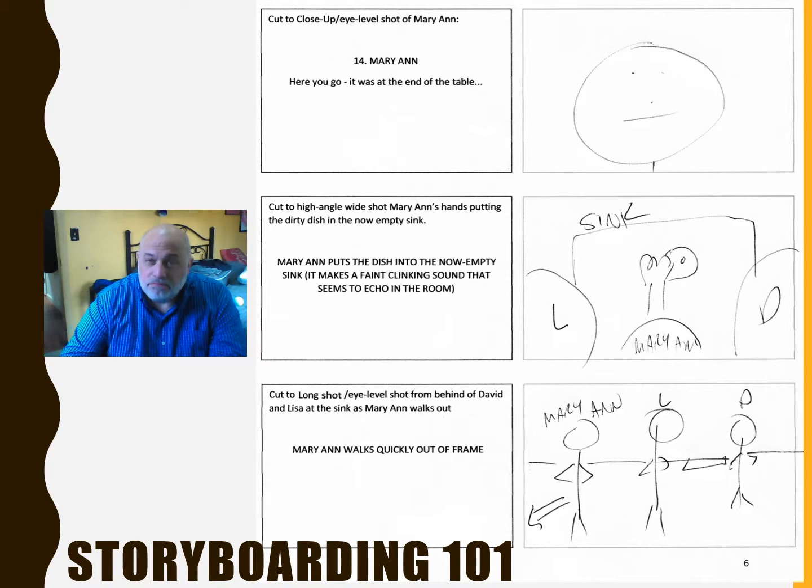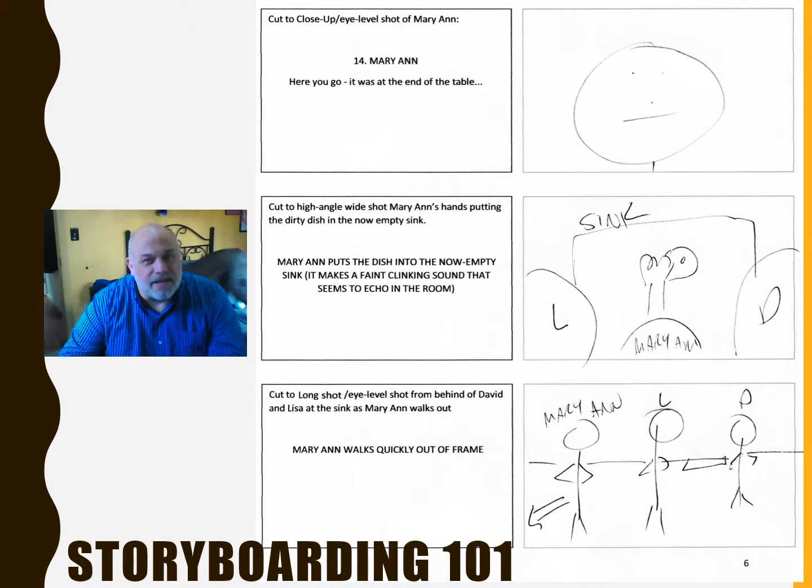The next shot, since we're changing shots, another panel, another image, we're cutting back to that high-angle wide shot we saw earlier when they were draining the water, clearing away the problems. But now Marianne is putting a new problem in between them, right? Marianne is putting this plate into the empty sink, and it makes this clinking sound that kind of echoes to the room. Lisa's on the left, David's on the right, and Marianne is right there in the middle, right? So it's visual storytelling underlying what's happening in the narrative.